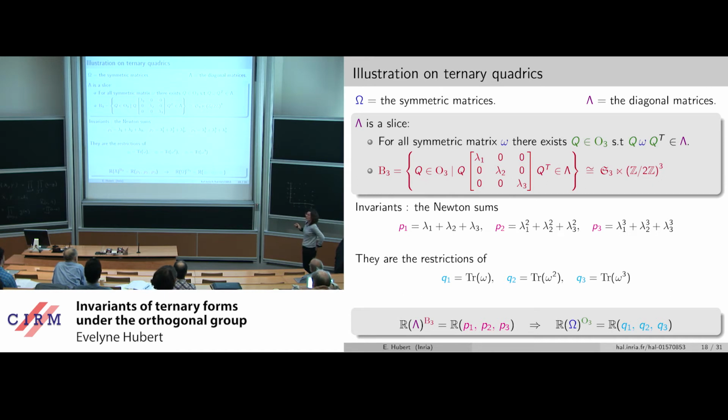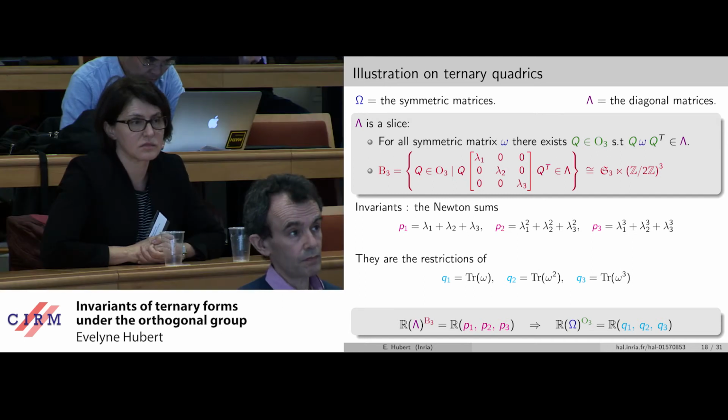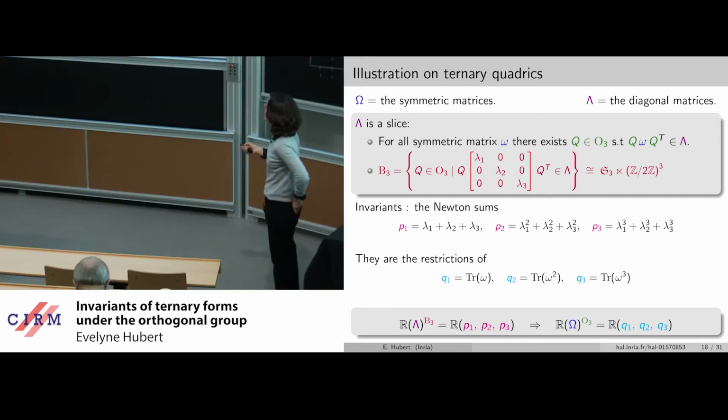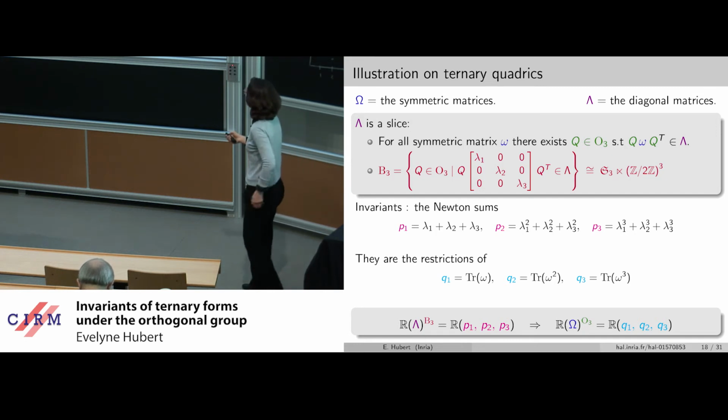So this group is known as B3 in the Coxeter classification. It's also known as the octahedral group, which is the group of symmetry of the cube. So it comes up in several places. All right, so that was lambda is a slice. Now let's see what the slice lemma tells us on this thing.